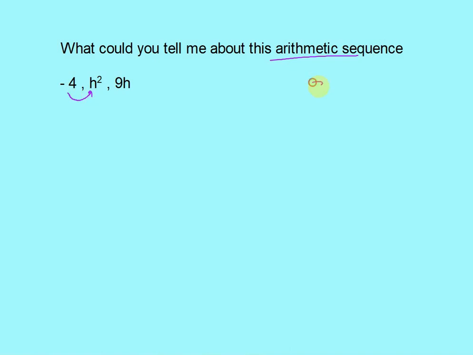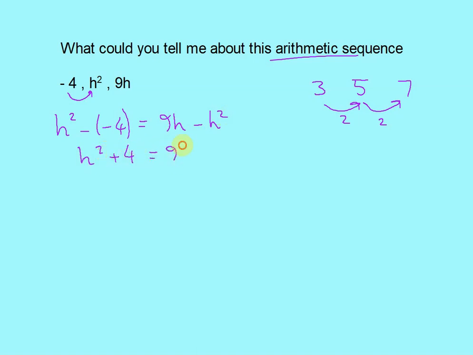And let's have a look at a nice simple one. If I did 5 take away 3, I get that common difference, and if I do 7 take away 5, I get that common difference, which we can see is 2. So what that means is if I do h squared minus 4, that will work out the common difference. Well, if I do 9h minus h squared, that will also be the common difference, and therefore these are equal. Which means I have h squared plus 4 equals 9h minus h squared.